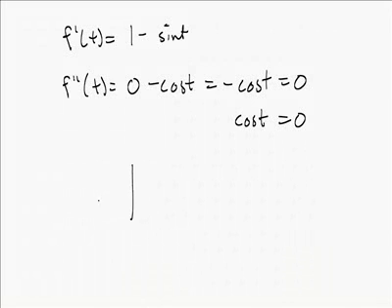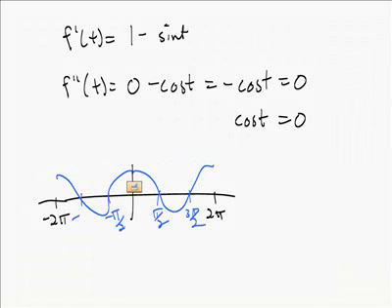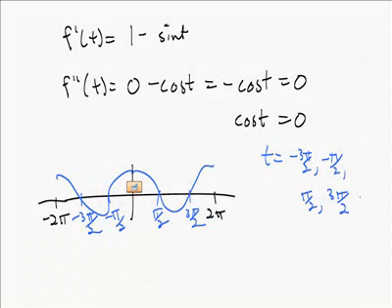Well, what does cosine look like? Cosine looks like this, where we have negative 2 pi here and 2 pi here. So where is cosine equal to 0? Well, cosine of pi over 2 is 0, cosine of 3 pi over 2 is 0, cosine of negative pi over 2 is 0, and cosine of negative 3 pi over 2 is 0. So you have those four places, negative 3 pi over 2, negative pi over 2, pi over 2, and 3 pi over 2 are your inflection points. So those are the ones you want to use to determine concavity.